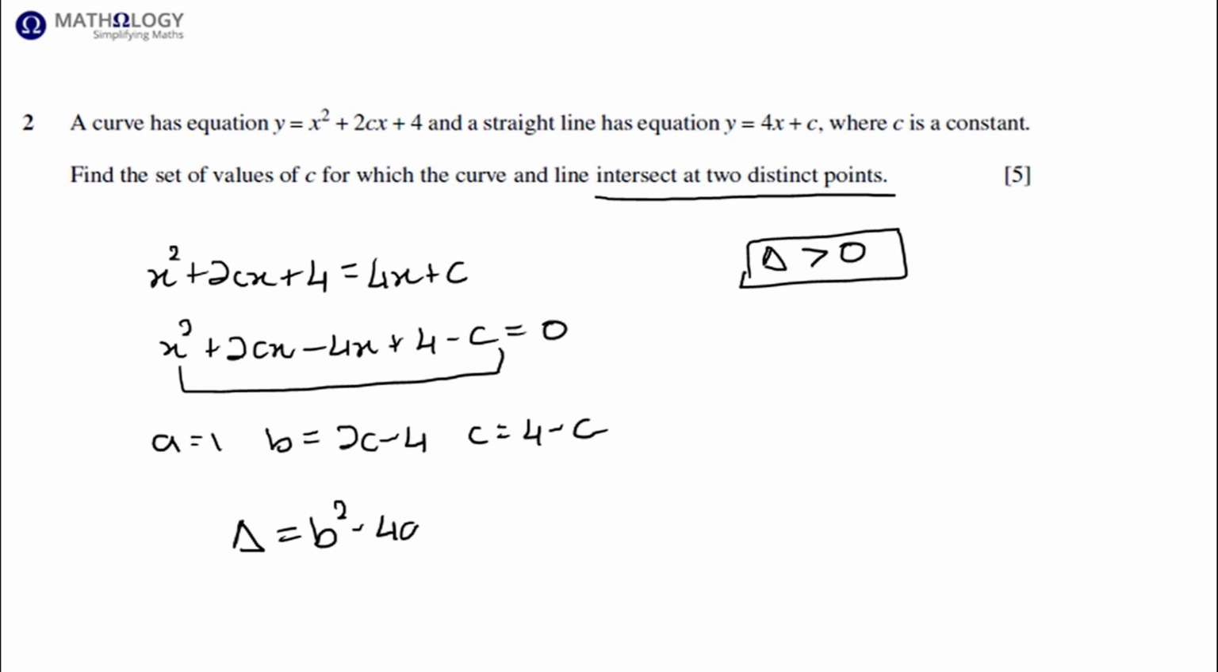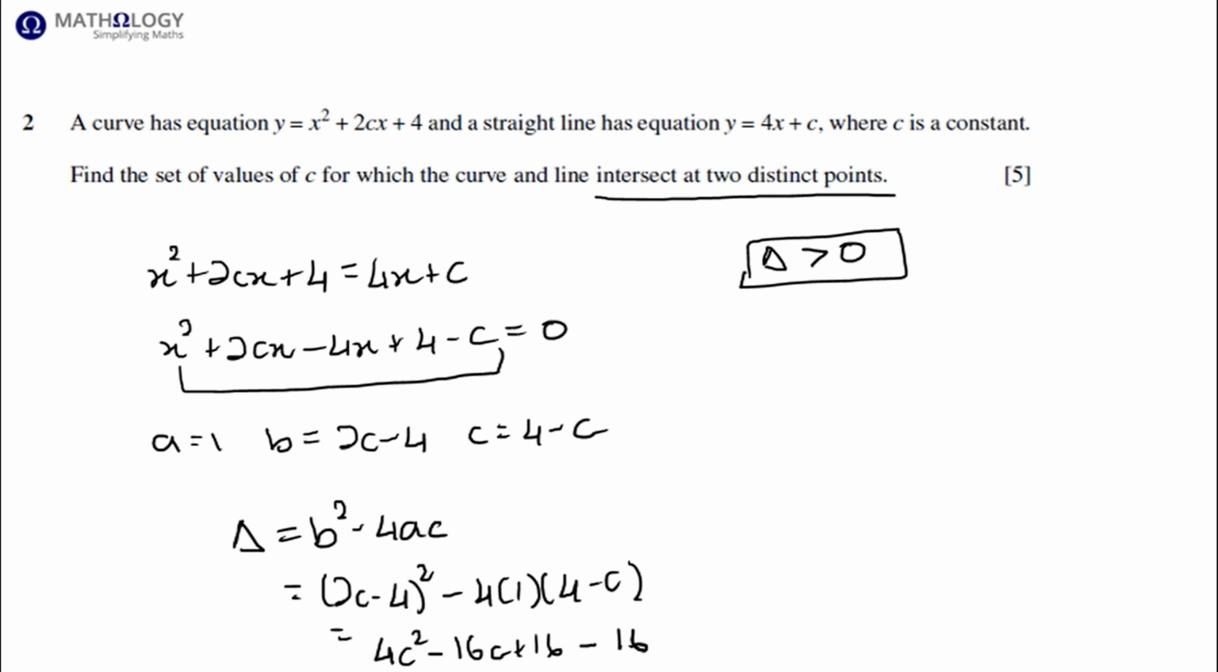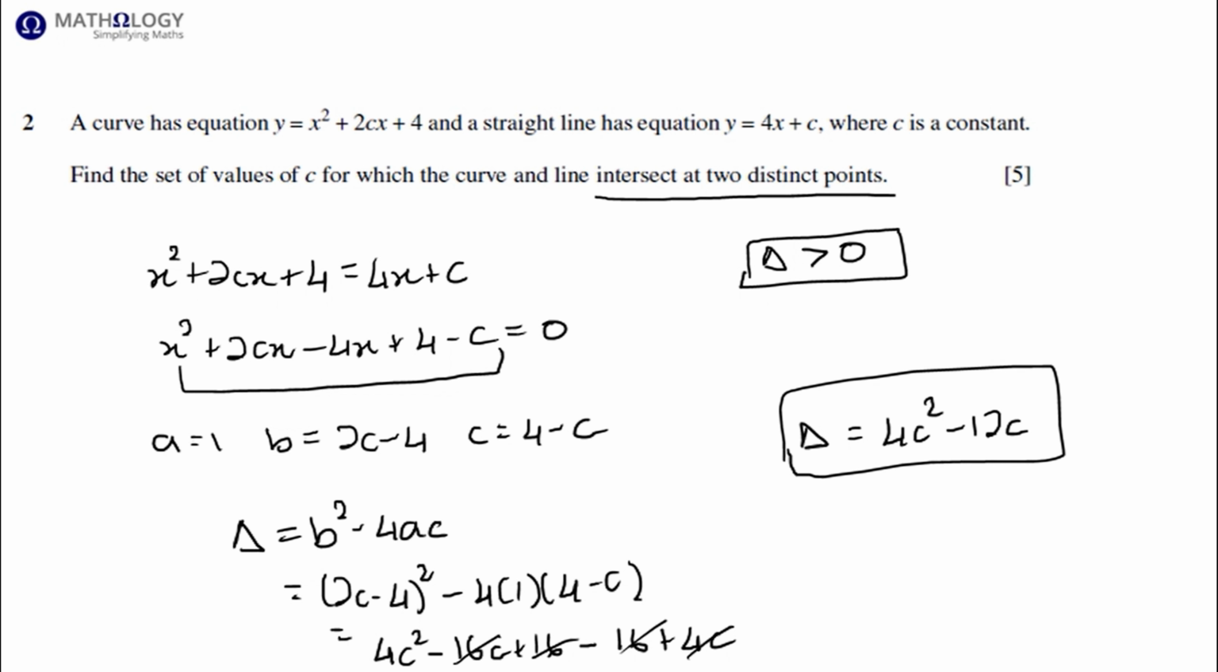Delta equals b squared minus 4ac. So that's 2c minus 4 all squared minus 4 times 1 times 4 minus c. So that's 4c squared minus 16c plus 16 minus 16 plus 4c. So delta equals 4c squared minus 16c plus 4c, which is minus 12c, and 16 minus 16 is 0. So this is the expression for delta, the discriminant.